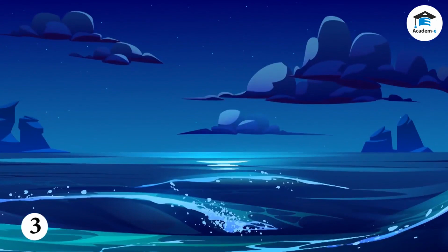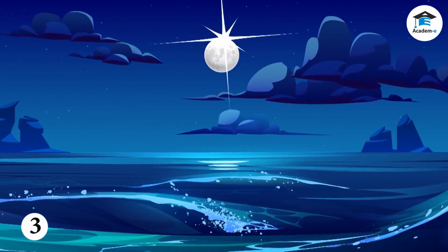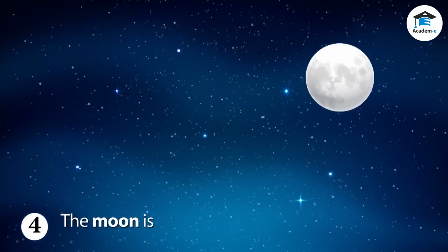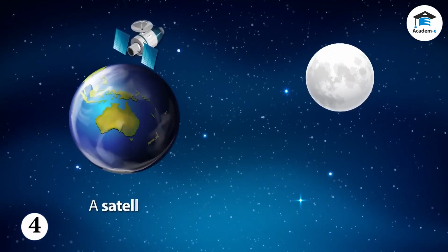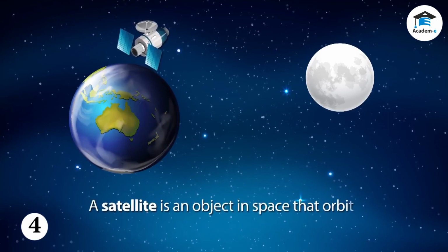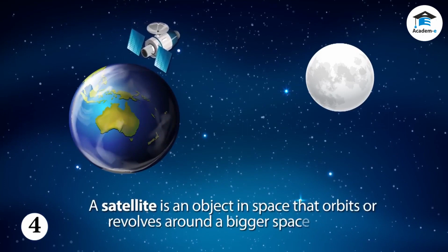Do you like looking at the sky during the night? If yes, what is the brightest object do you see in the night sky? Very good. The brightest object in the night sky is the moon. The moon is the Earth's only natural satellite. A satellite is an object in space that orbits or revolves around a bigger space object.